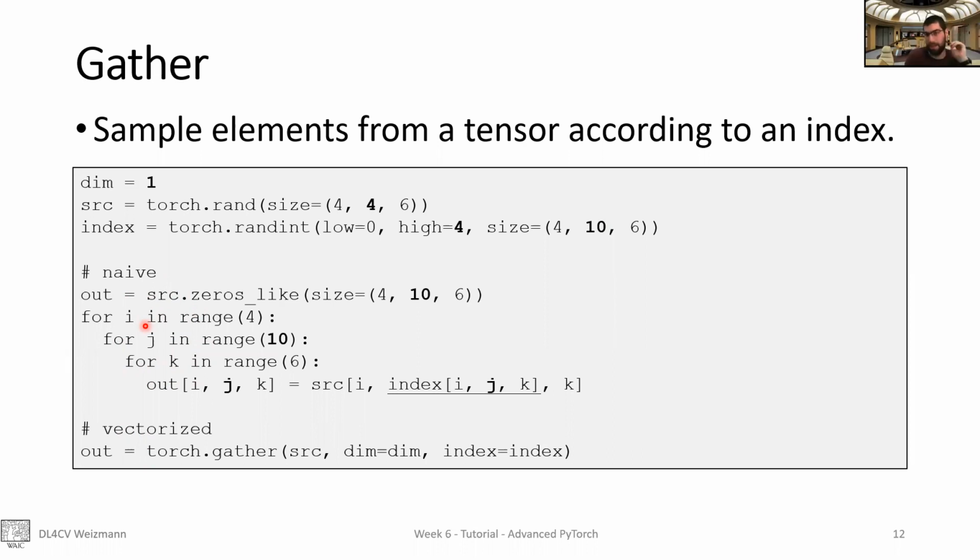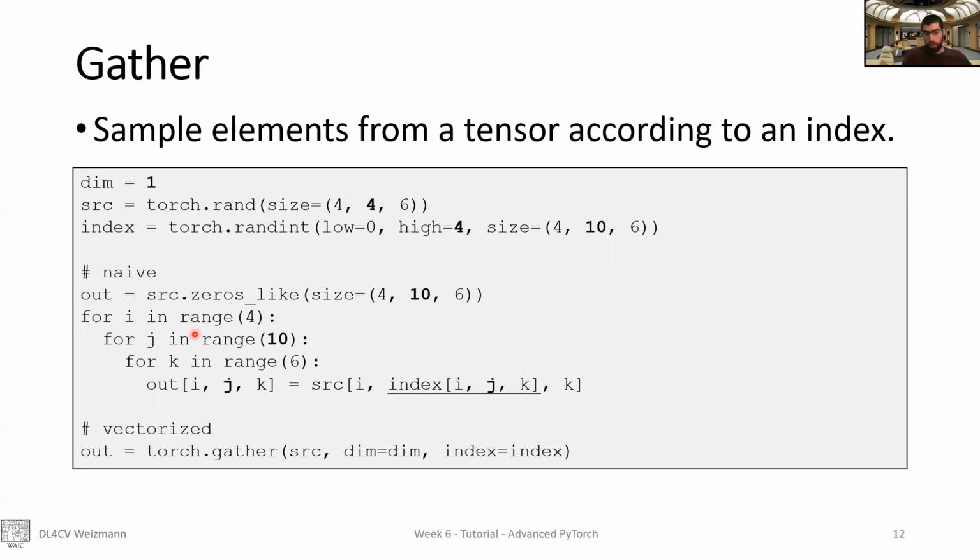Can I go again about this sampling on the other dimension? Yes. So what we have seen previously is that we sample over the channels. Here we sample over the height. So we have an index in the height dimension of 10 samples. For each sample, it has an index between 0 and 4, which is the size of source in this dimension.